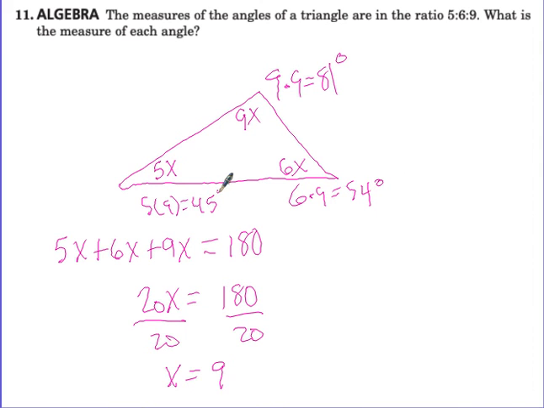Guess what you get if you add up 45, 54, and 81? 180. It's 180 degrees, and it is an acute scalene triangle.